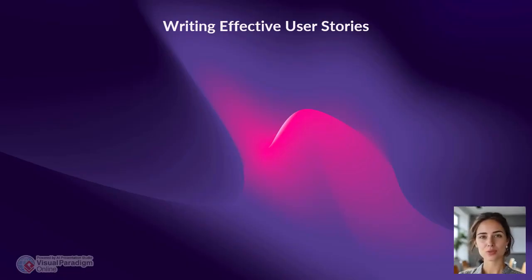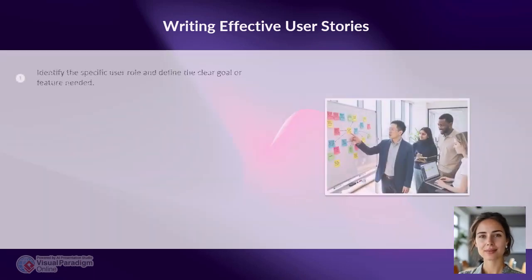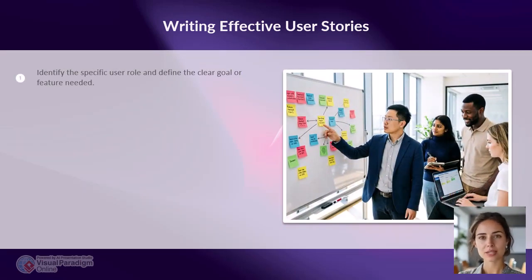Crafting a great user story is a step-by-step process that starts with identifying the persona and ends with attaching clear acceptance criteria. This method ensures clarity and alignment. Start by pinpointing exactly who the user is and what specific goal they want to achieve, ensuring the story addresses a real need for that specific persona.